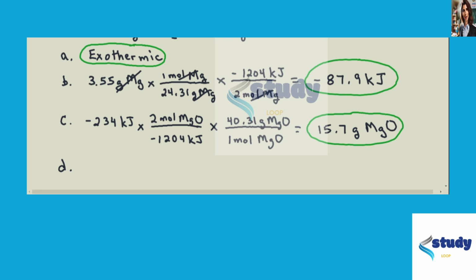Part D wants to know if we want to reverse this reaction. We're trying to decompose the MgO, specifically 40.3 grams of the MgO. If we want to decompose that, we want to know how much energy, how many kilojoules of heat have to be absorbed. So still essentially the same type of problem. I'm going to convert to moles of MgO. There are 40.3 grams of MgO in every mole of MgO.